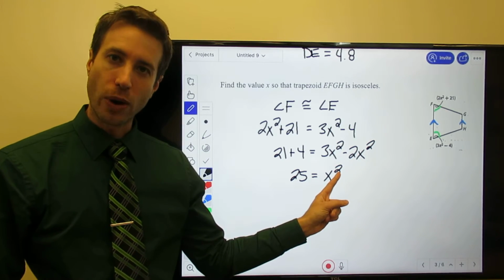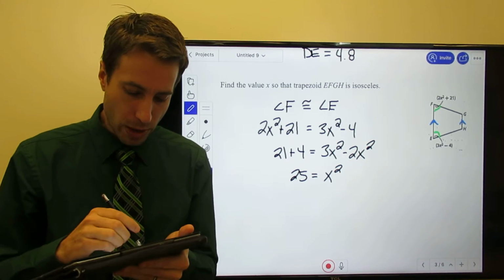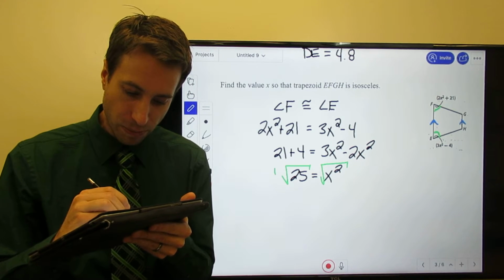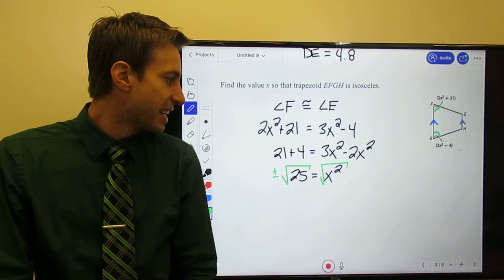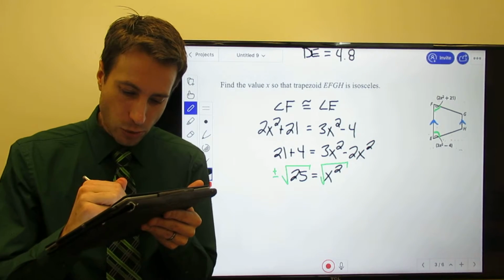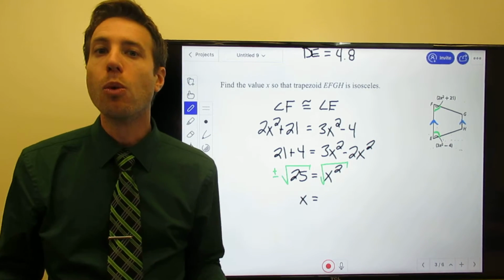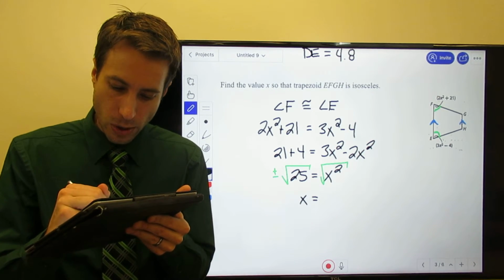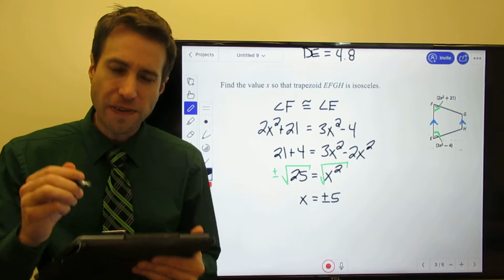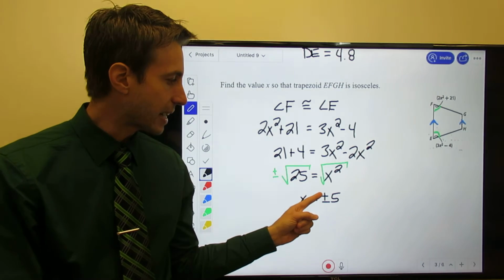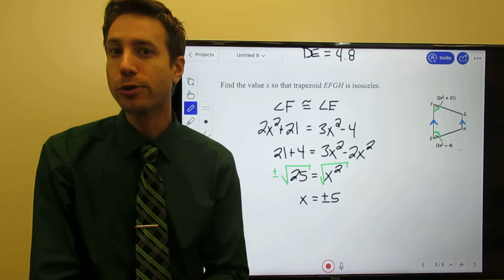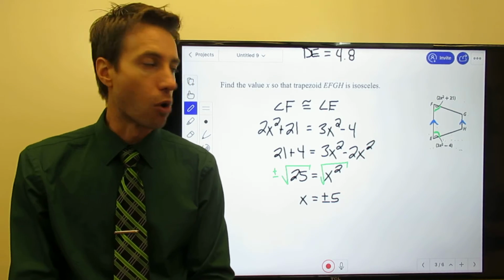How do you get rid of a square? Yeah, take the square root of both sides. Take a square root, take a square root. Don't forget to do plus or minus. Every time you take a square root, you got to do plus or minus that value. So I wind up with x is equal to, what is the square root of 25? Well, the square root of 25 is 5, so I wind up with plus or minus 5. My question is, I get two answers. It could be a plus 5, it could be a minus 5. One of those is right, one of those is wrong.